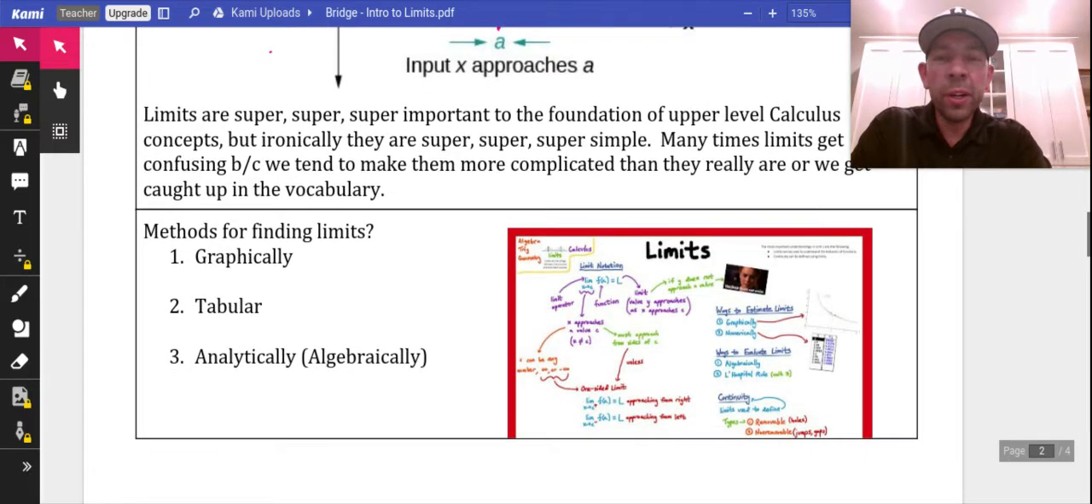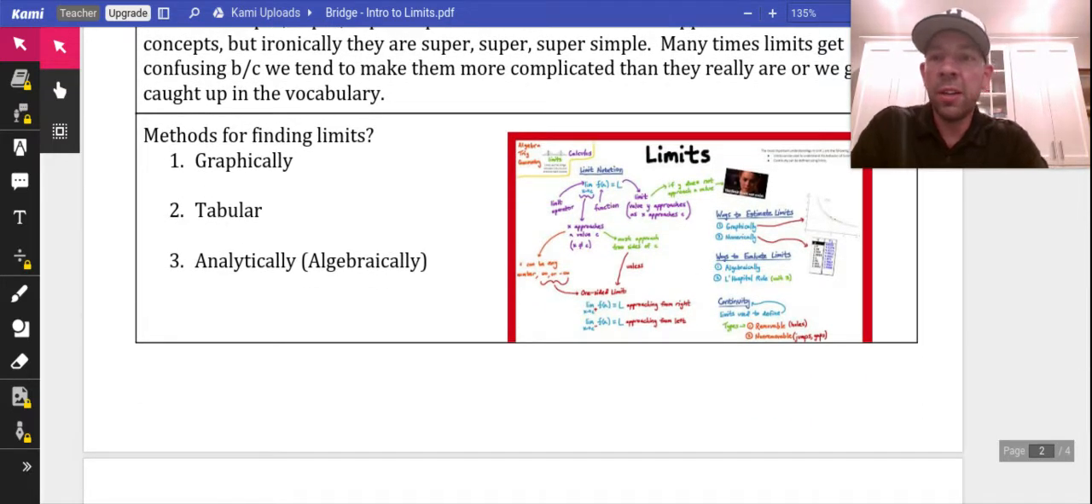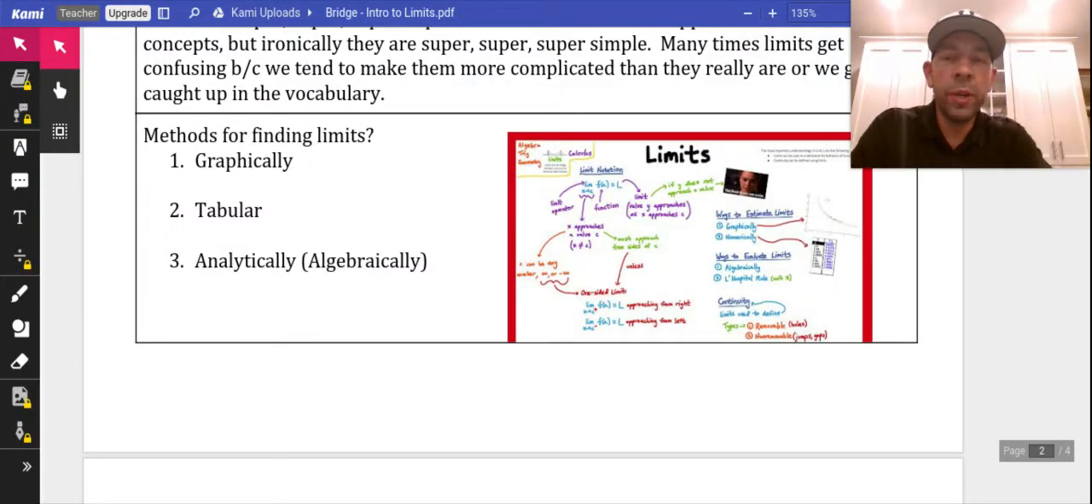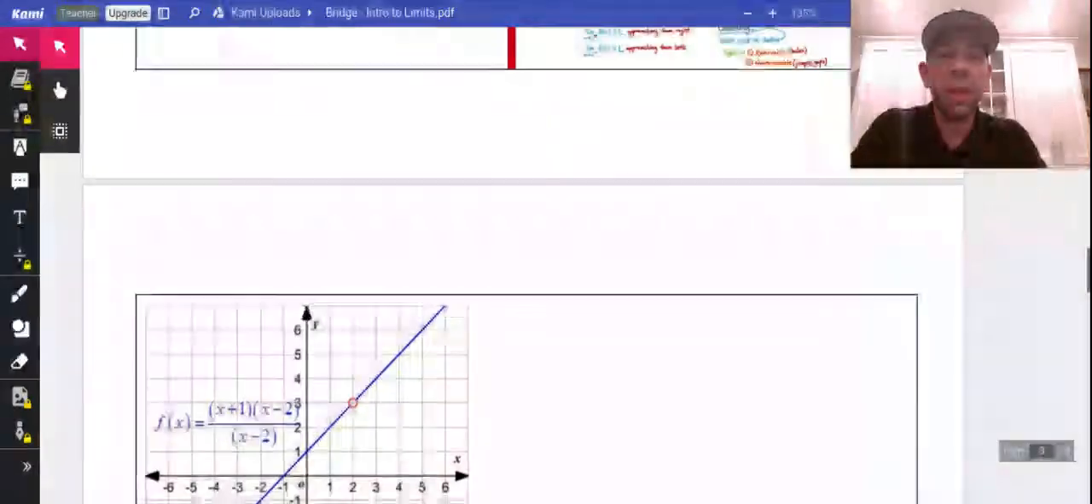So the methods that we're going to eventually get into in the next several lessons is we're going to find limits graphically. Number two, using tables, and number three, doing it algebraically, which sometimes we call analytically.